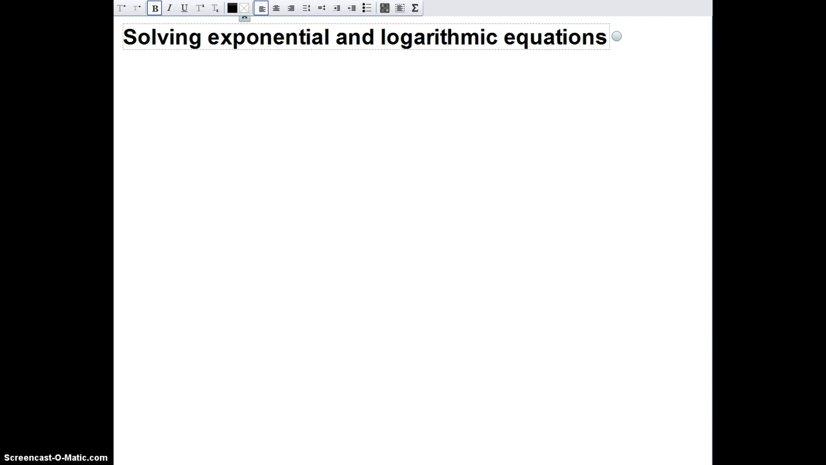Okay, so we're going to solve exponential and logarithmic equations in this video. Let's go over our first rule. It's pretty easy. If we have 3 to the x equals 3 to the 5th, what do you think x has to equal over here? Well, you guessed it. If x equals 5, then this is true. Then we have 3 to the 5th equals 3 to the 5th, which is common sense.